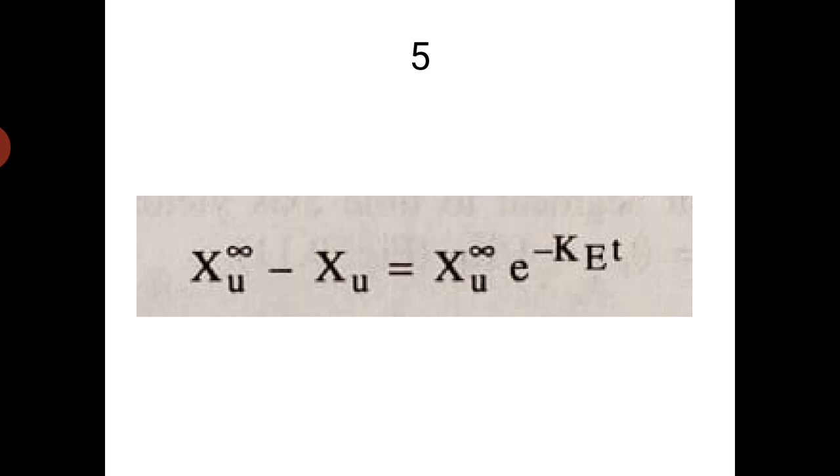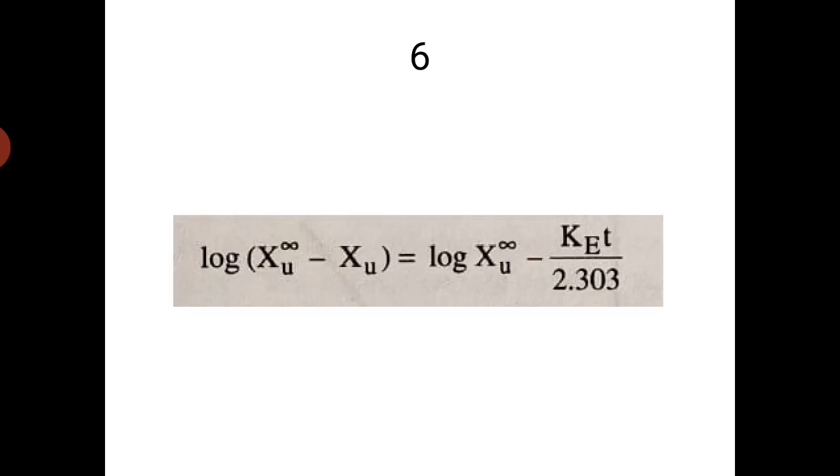Now you take the logarithm. Log of Xu infinity minus Xu is equal to log Xu infinity minus Ket divided by 2.303, and this Xu infinity minus Xu is the amount remaining to be excreted. Then plot a graph of log of Xu infinity minus Xu against time. You will get a straight line with the slope equal to minus Ke by 2.303.